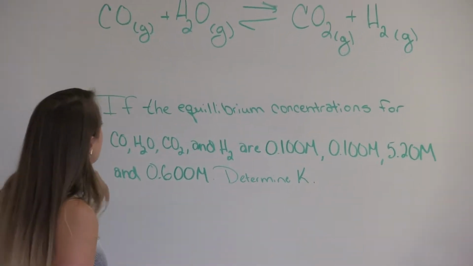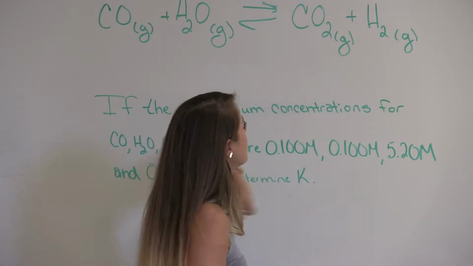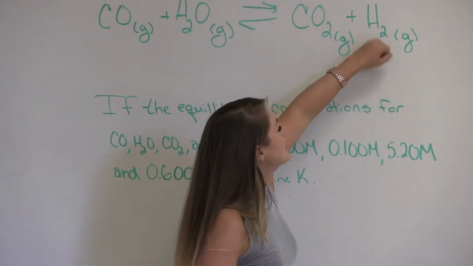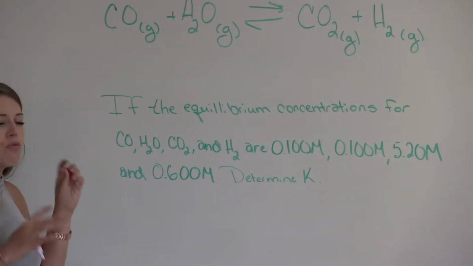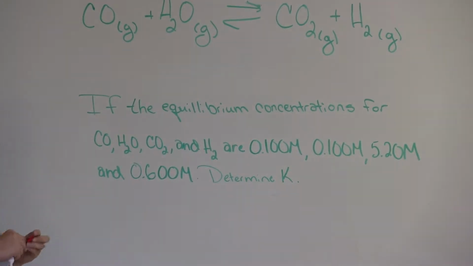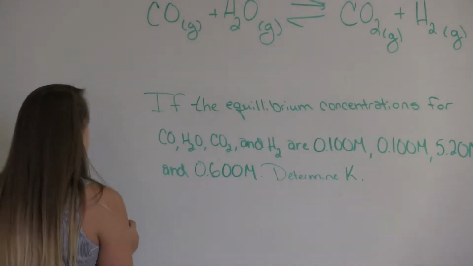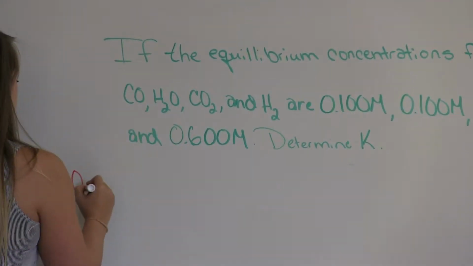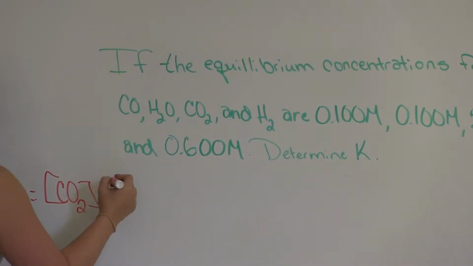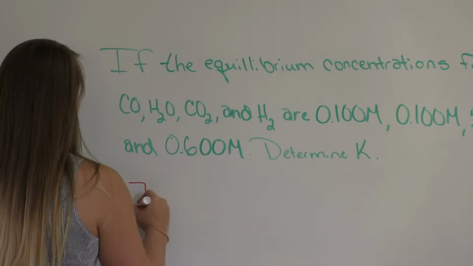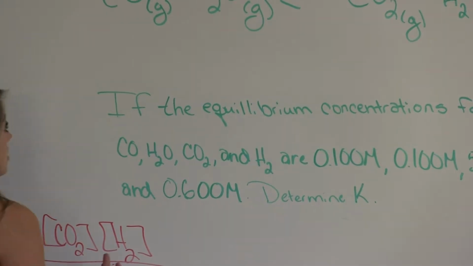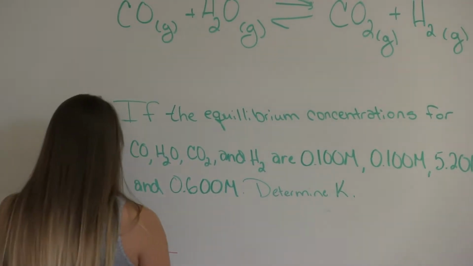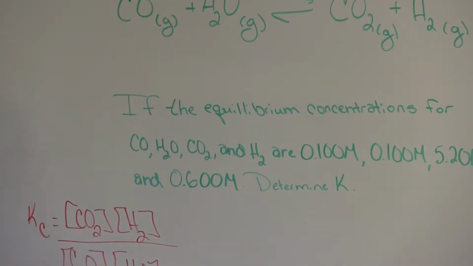Here we've got carbon monoxide reacting with water to produce carbon dioxide gas and hydrogen gas. Notice these are all gases, so they're all going to be used in our equilibrium expression. Before we even look at the problem, let's write the equilibrium expression. It's the concentration of our products raised to their powers. CO2, we've only got one, so to the first power, times the concentration of hydrogen gas to the first power, divided by carbon monoxide's concentration to the first power, times the concentration of water to the first power.